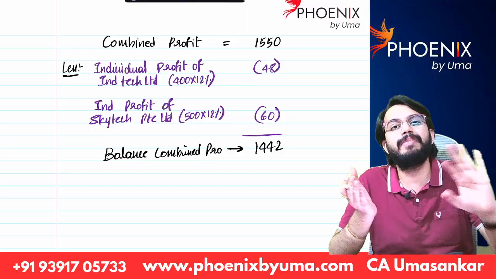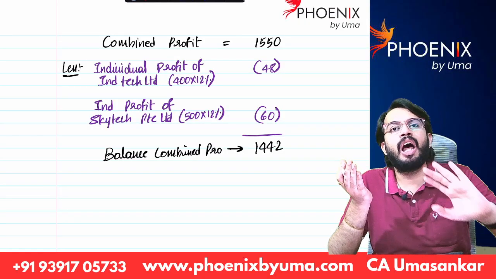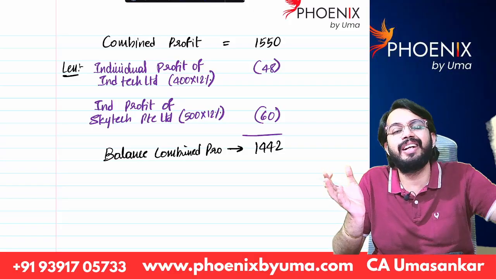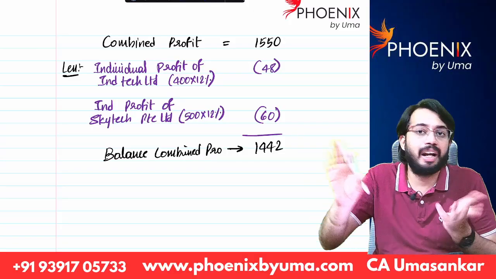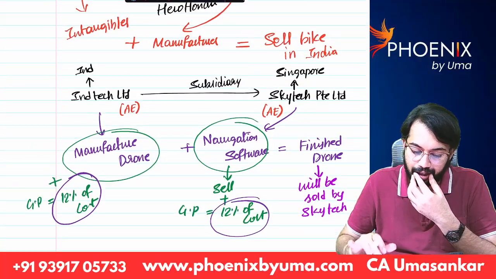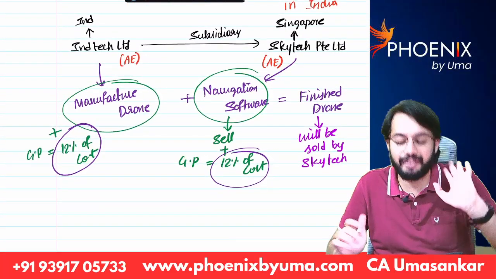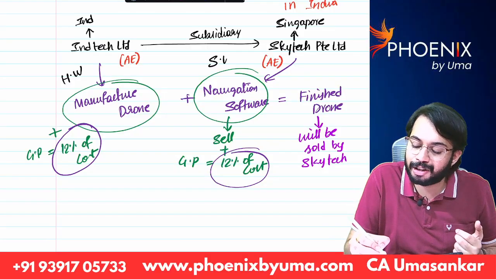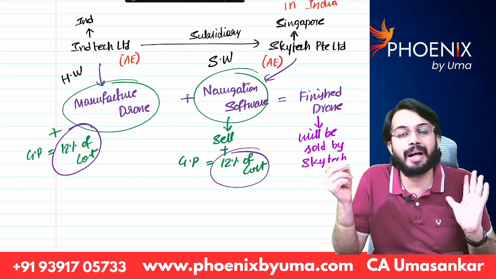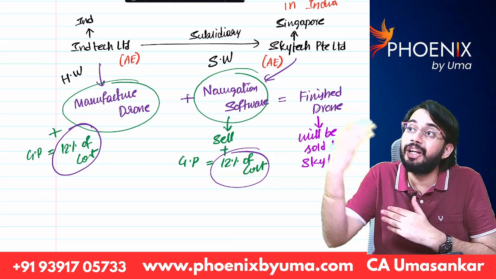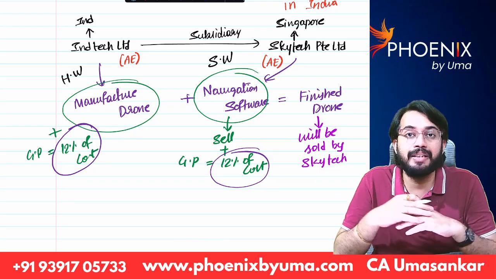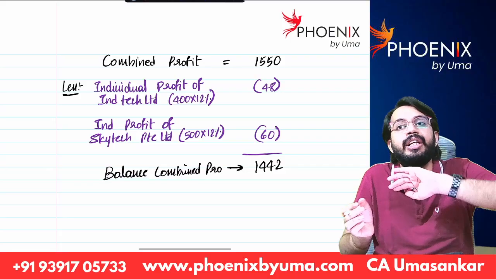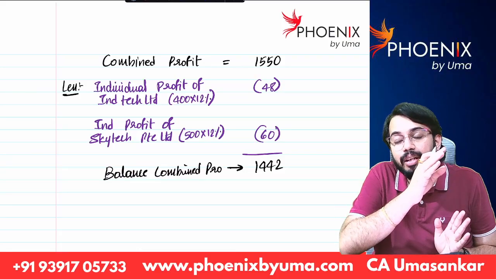That means what? See, everyone can do their own business. Honda can do its own business. Hero can do its own business. Honda can sell only intangibles. Hero can sell only hardware. Here also, Inditech Limited can only sell hardware. SkyTech Pte Limited can only sell software. On sale of hardware, GP margin is 12% of cost. On sale of software also, GP margin is 12% of cost. So whatever the individual GP margins are, they are to be reduced.